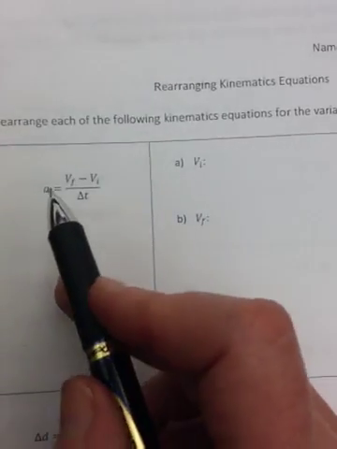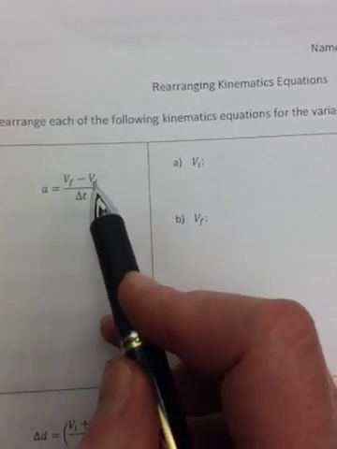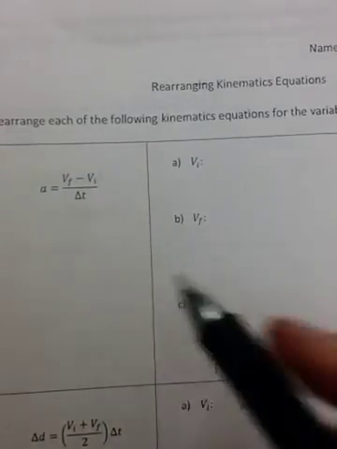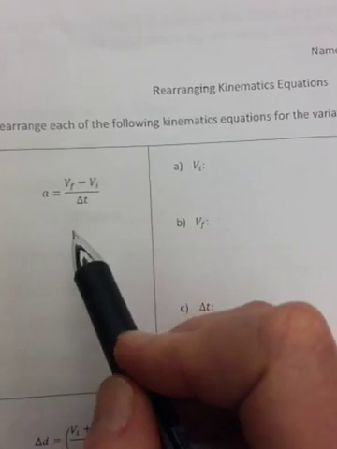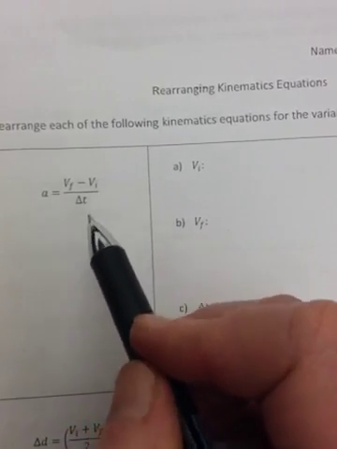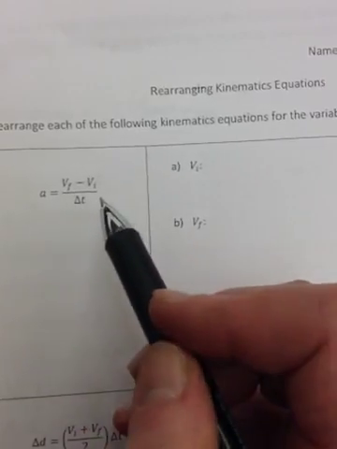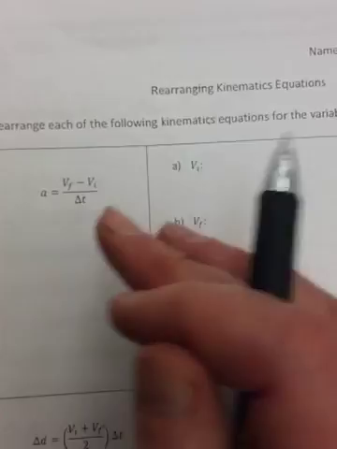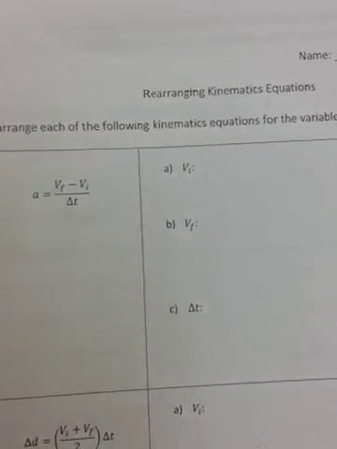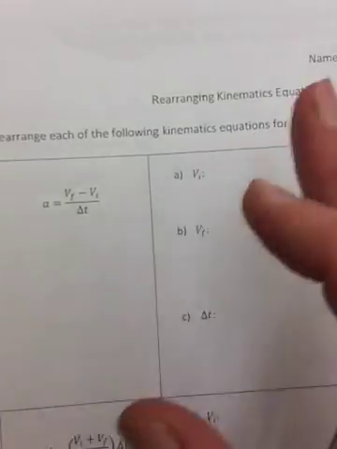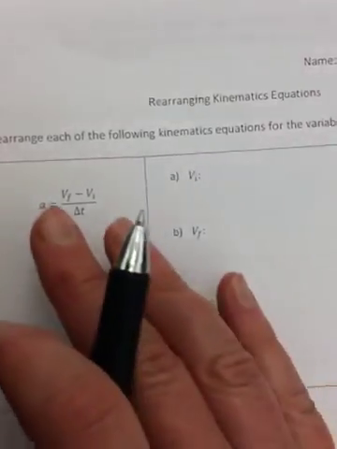Sometimes we don't want to solve for the a, we want to solve for the vi or the vf or the delta t. Hopefully you recognize the a is acceleration, the vf is the final velocity, the vi is the initial velocity, and the delta t is the change in time. But if you don't, don't worry about it. We will get to defining the terms soon. We're coming to the end of all this math stuff, and now we'll move into actually doing the physics.